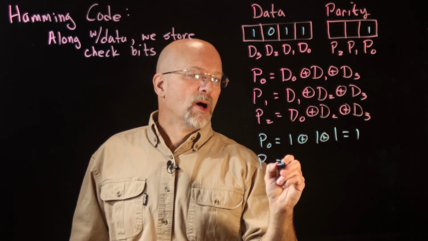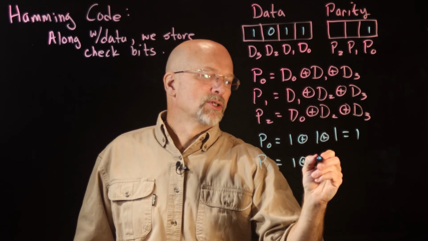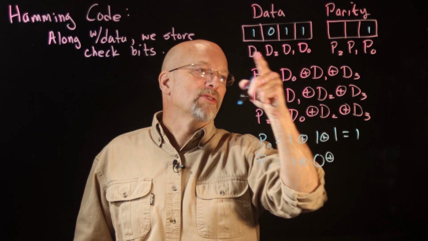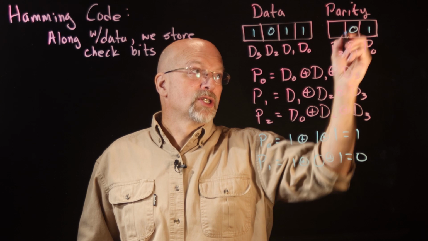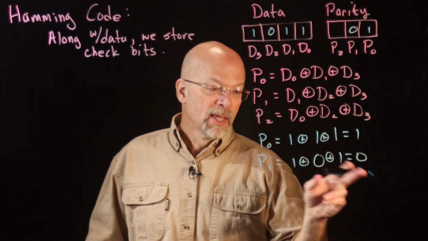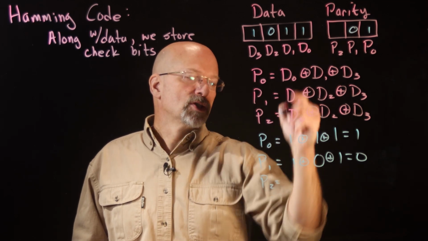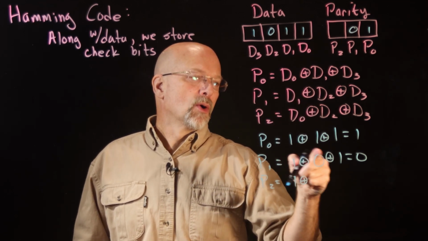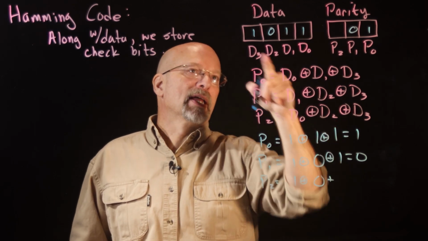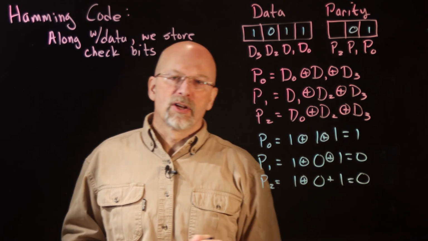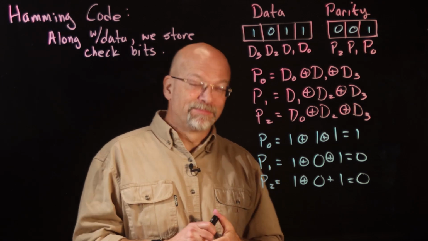Now, parity bit 1, that's D1, which is a 1, exclusive ORed with D2, which is a 0, exclusive ORed with D3, which is a 1, even number of 1s, that's a 0. So a 0 goes into P1. Then P2, this is equal to the exclusive OR of D0, 1, exclusive ORed with D2, which is a 0, exclusive ORed with D3, which is a 1, that's also an even number, so P2 is a 0, right?